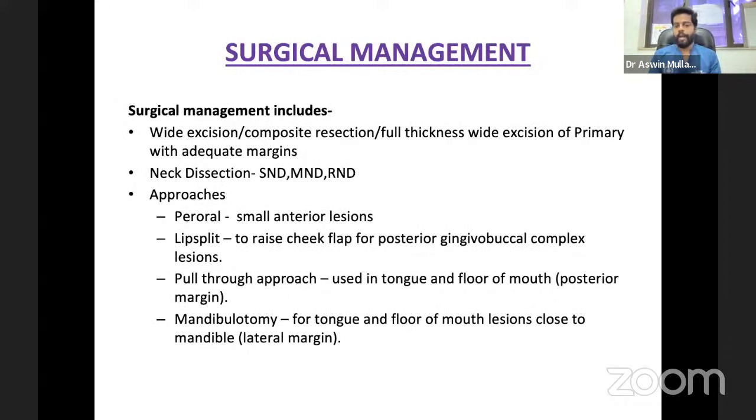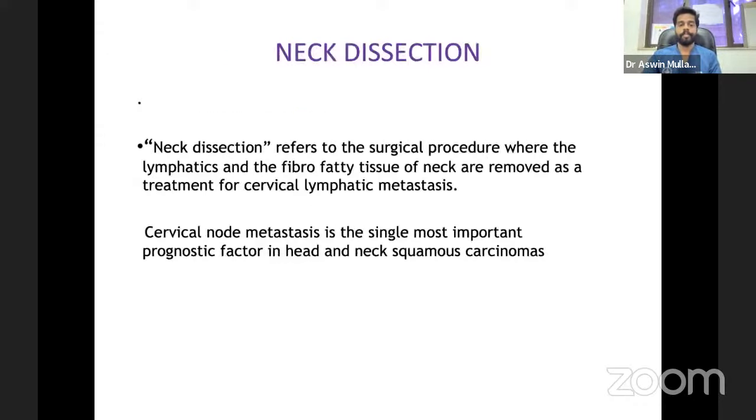Then coming to surgical management. Surgical management includes wide excision of the lesion. It can be a composite resection, that means involvement of multiple components such as soft tissue and hard tissue such as bone, or it can involve full thickness excision, that means involvement of skin, or primary with adequate margin. Next part, neck dissection. It can be selective, modified neck dissection, or radical neck dissection. So all depends upon the lesion. Various approaches to oral cavity cancer include per oral, lip split, pull through, mandibulotomy, which is more of a surgical aspect.